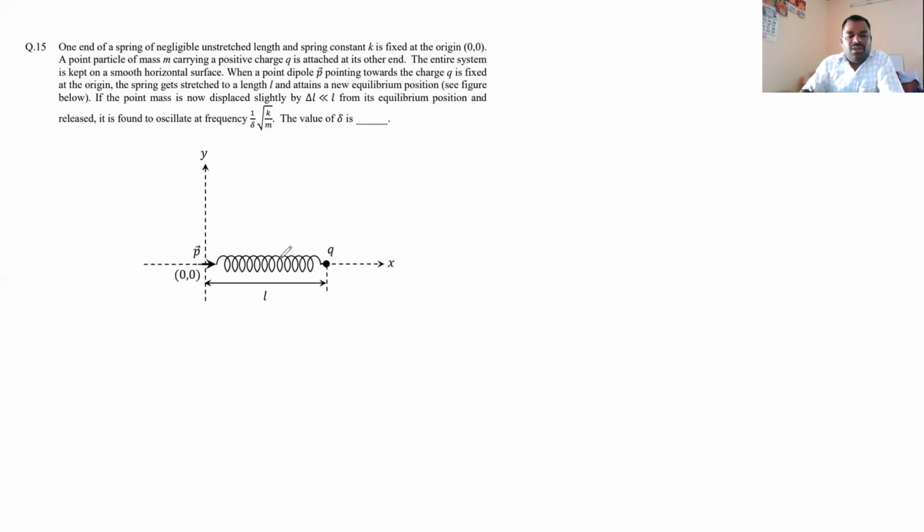Due to this dipole, it produces an electric field at this point. This is the axial line. So the electric field on the axial line, we know the formula, is k into 2P divided by r cube. Here r is L, which is given. Due to this electric field, the force acting on the charge is F equal to electric field into charge q. So the electric force is k into 2Pq divided by L cube.